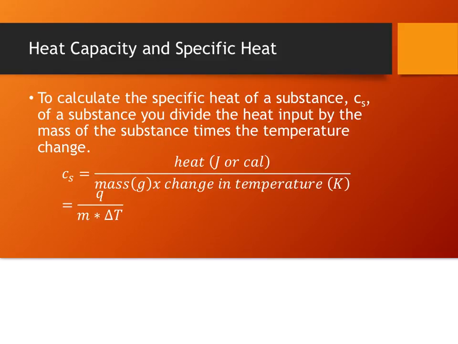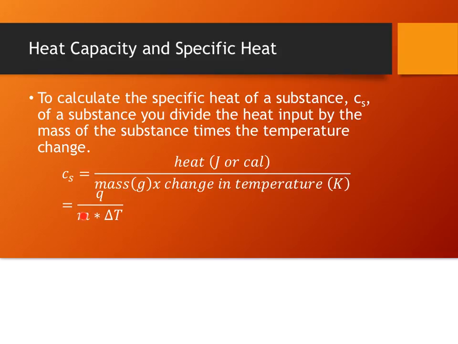So, to calculate the specific heat of a substance, or the specific heat capacity, you can call them both. You divide the heat input by the mass of the substance times the temperature change. Basically, you take the amount of heat that is required, but you got to divide that by however much it weighs and the actual temperature change. Typically, that heat will be in joules or calories, and it's represented by a Q. I really don't know why, but it's represented by a Q.